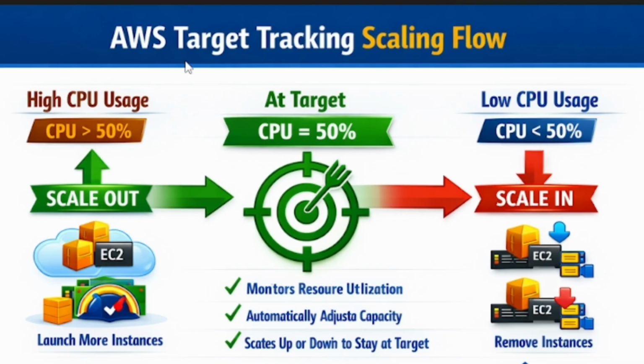When the traffic is high, CPU is high and we have to launch more instances. When the traffic is less, the CPU will be less than 50%, and then we will remove the instances. This is the scaling flow.